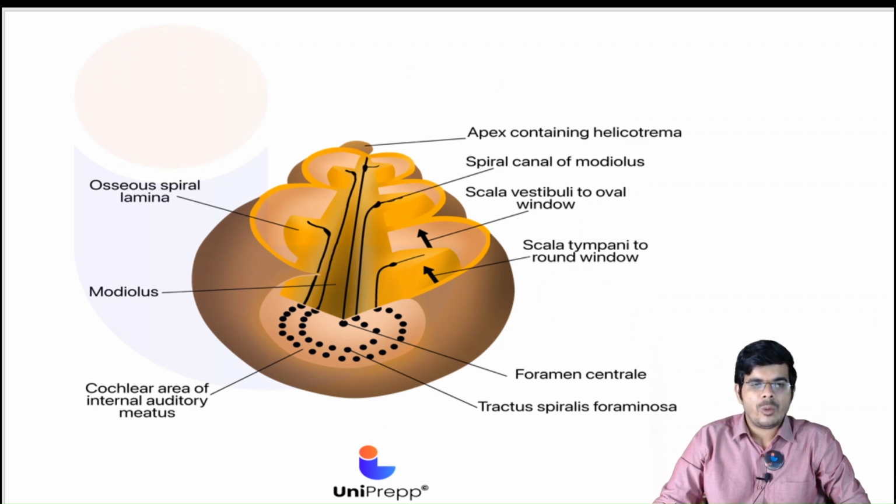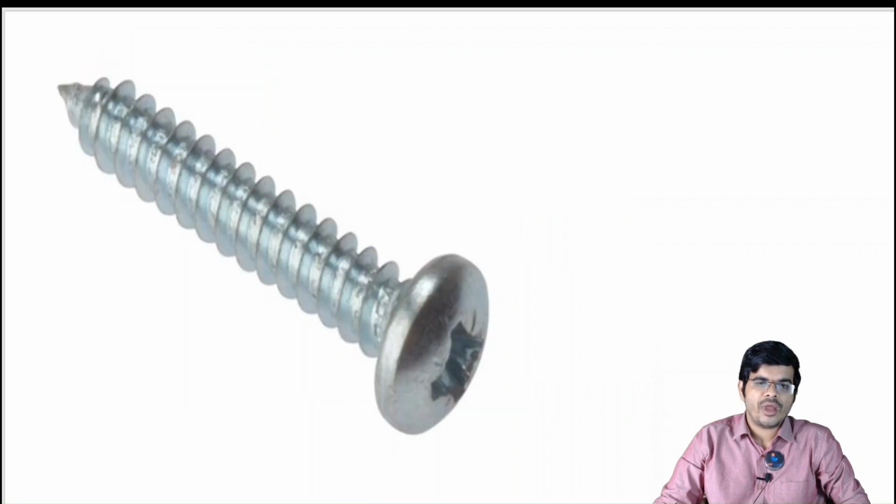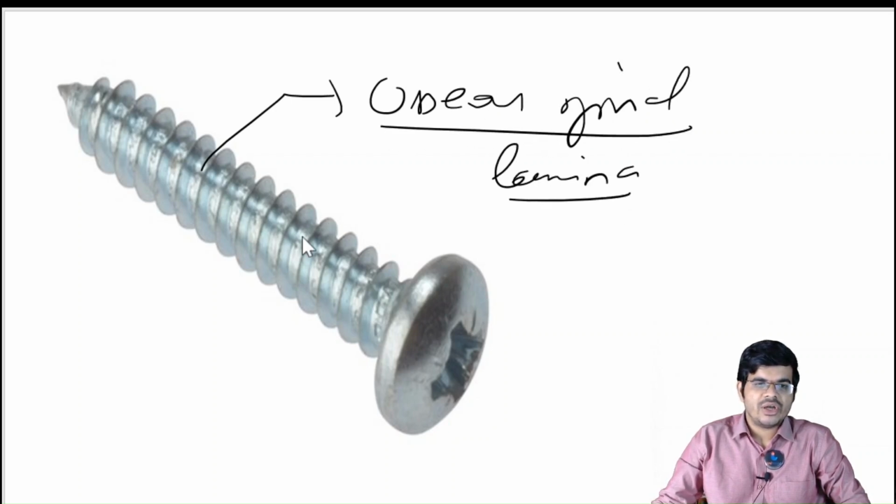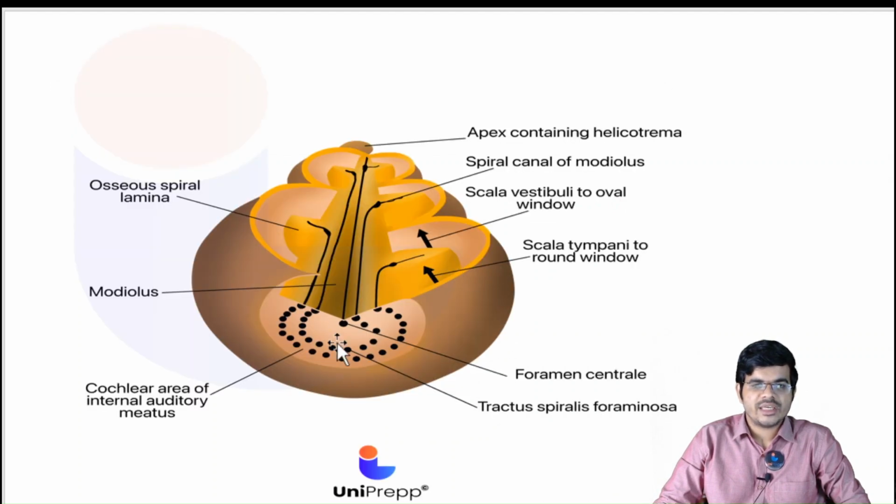Now, if you have seen a screw, you will be able to understand this arrangement better. The turns of a screw are like the osseous spiral lamina. Osseous spiral lamina are arranged around the modiolus, just like the turns seen in the screw. In this picture you can see the osseous spiral lamina here, and around that you have the cochlea. This is the modiolus.